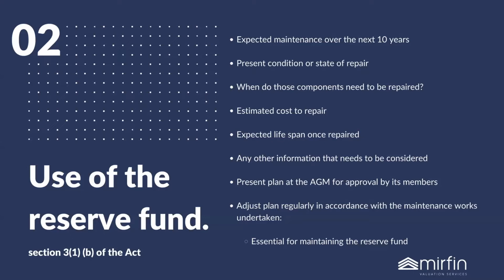Use of the reserve fund. You'll note that the items listed there are exactly the same as what the Act requires. But the additional item is as follows: the plan must be presented at the annual general meeting for approval by the members. It's quite an interesting point, in that there seems to be confusion sometimes with managing agents, or certainly with trustees, that the plan just needs to be prepared and nobody else needs to participate in the decision making of how to approve that plan. But again, the Act is very, very specific in that the plan needs to be presented at the annual general meeting and that the members must approve that plan.